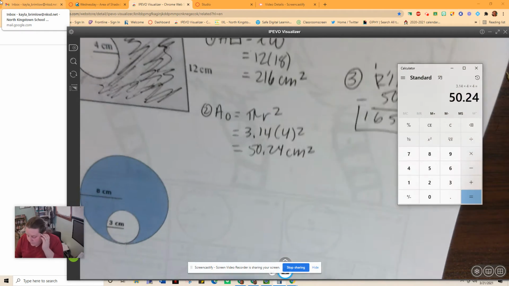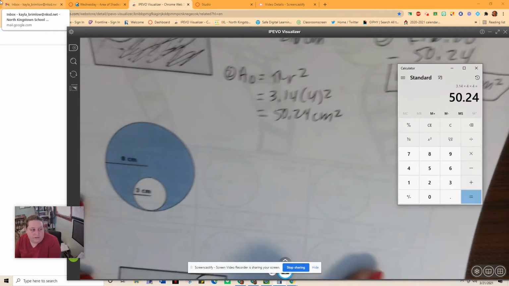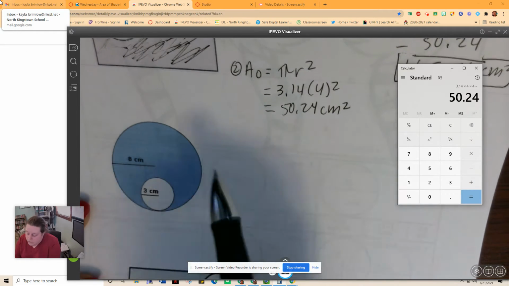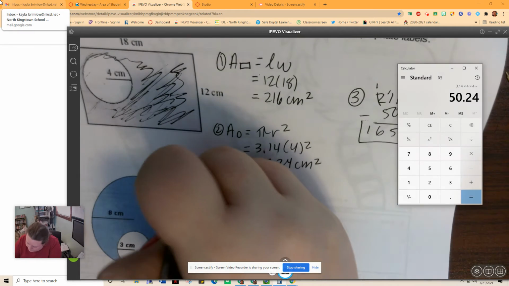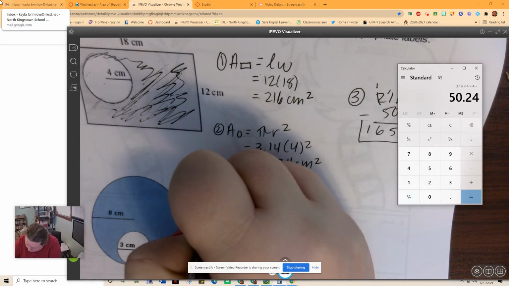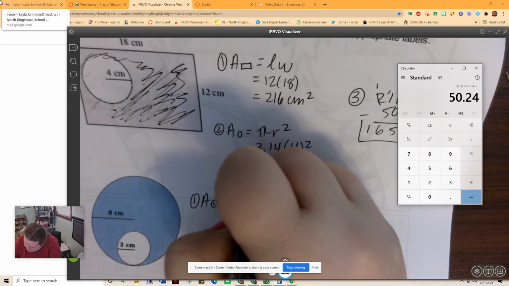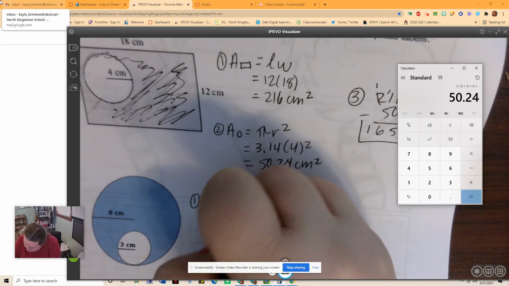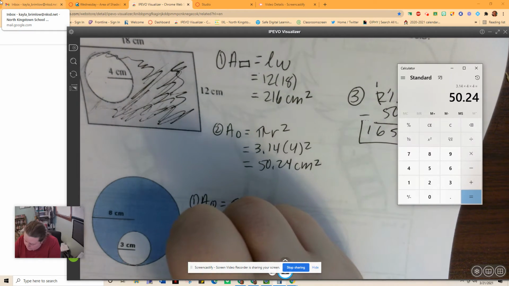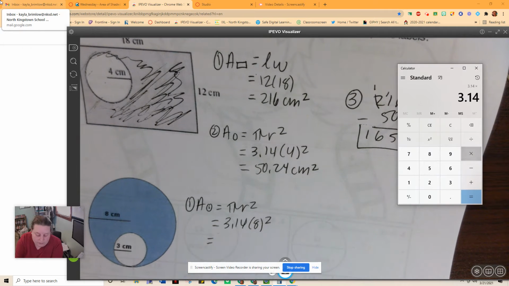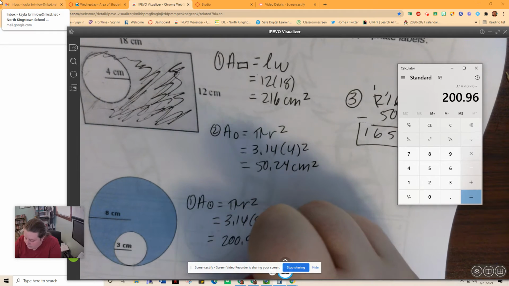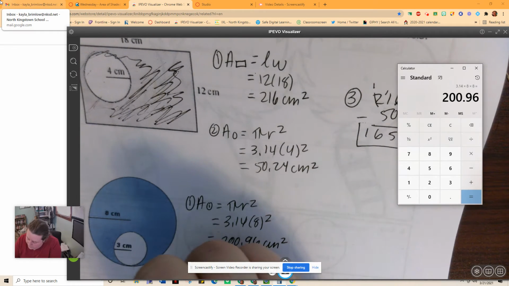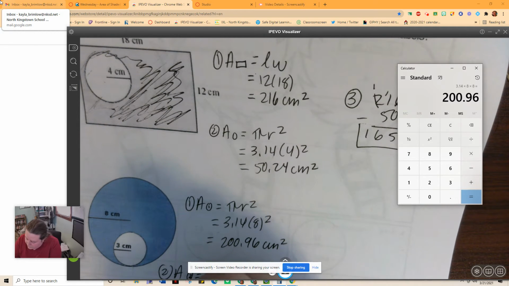All right, so I've got 2 circles this time. So I'm going to find the area of each circle, and then once again, I'm going to subtract to find the area of just the shaded blue part. So step 1, I'm going to find the area of circle 1, which is pi times radius squared, 3.14. I'm going to start with the larger circle. So 3.14 times 8 again is 200.96 centimeters squared.